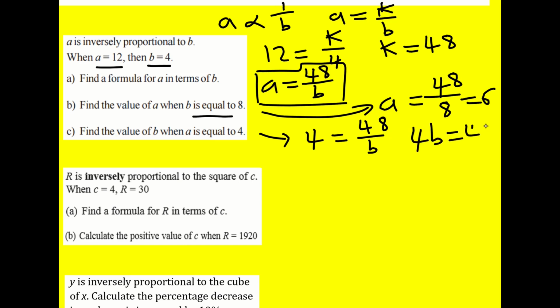4b equals 48, and then you can divide through by 4, which gives b equals 12, which you could have spotted in this case, but make sure you can rearrange. And that's the answer to this question. This is the key bit, and this is what you may well forget, but absolutely essential, because if you can't do this bit, you'll get all A, B, and C wrong.